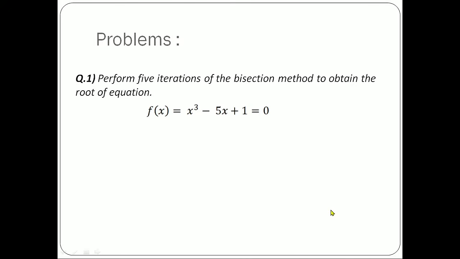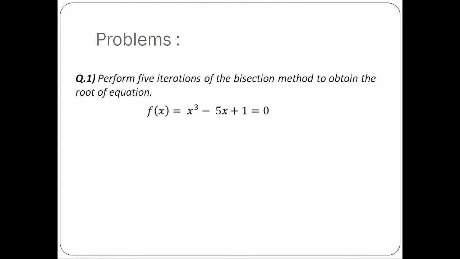Now we are going to have the first numerical problem on Python programming. So what is the question? Perform 5 iterations of the bisection method to obtain the root of this given equation. This is my given equation. Okay, the complete solution of this question has been discussed in the lecture on the bisection method, and I have given the link in the description box. First go and check the solution of this question. Once you understand, after that come to the programming part.